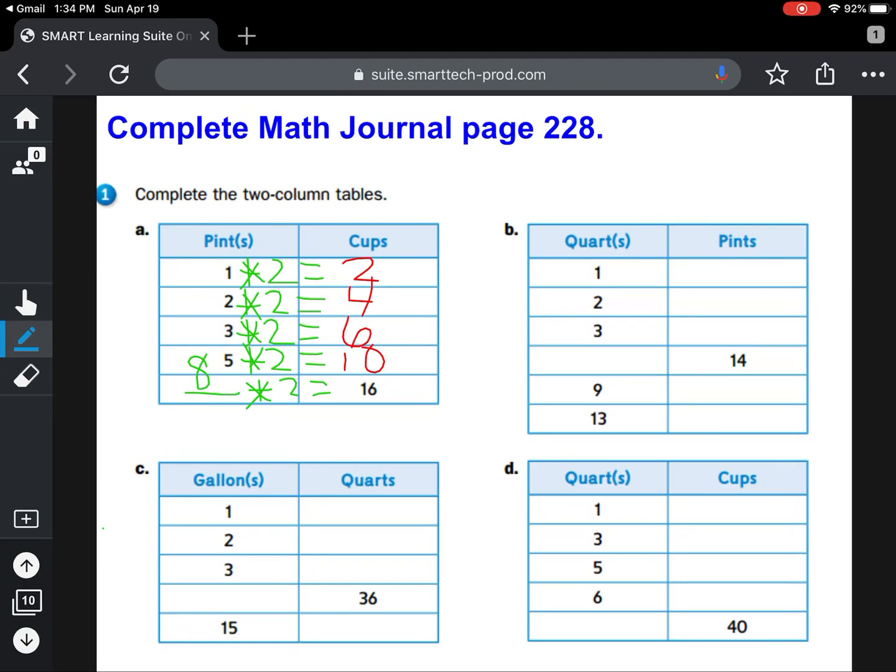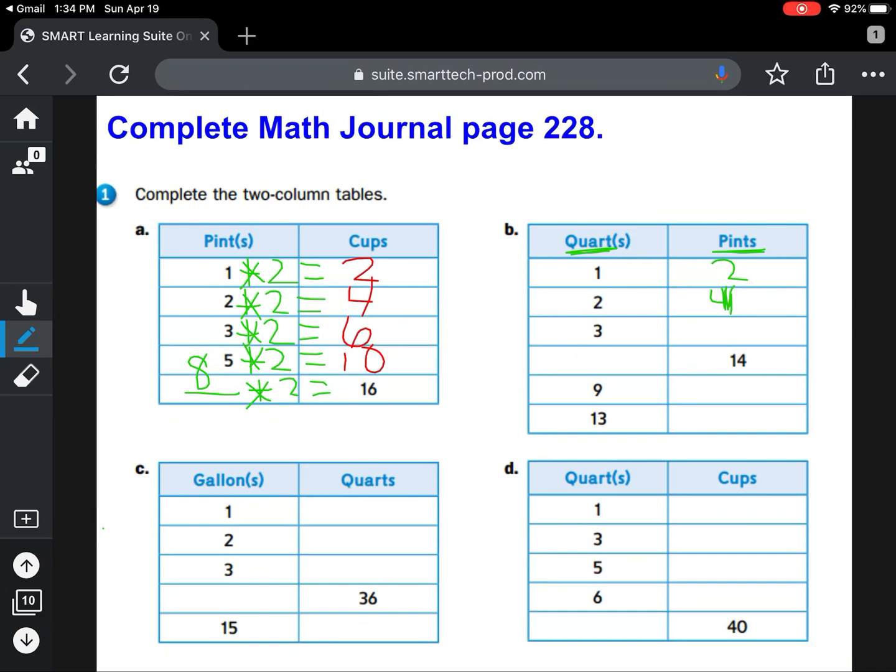Let's work on part B together. This time we're focusing just on quarts and pints. So you can look at the big Q's on the G chart, or you can go to the middle scale, the second one on the top of page 229 that focuses on quarts and pints. According to that scale, 1 quart is equal to 2 pints, and 2 quarts is equal to 4 pints. Make sure you're filling these tables in your math journal as I do them.